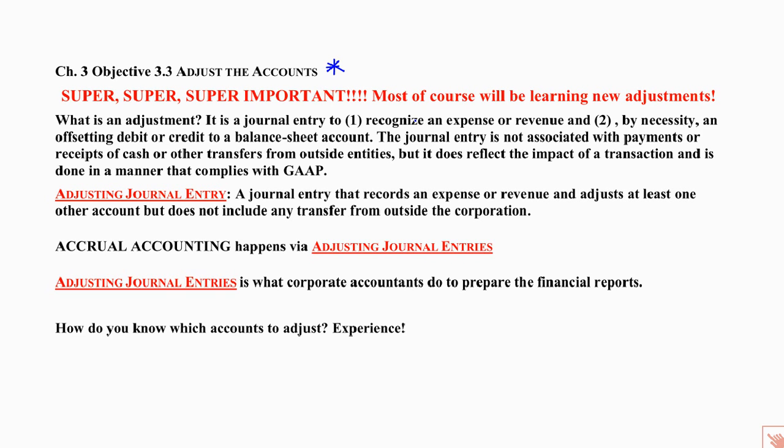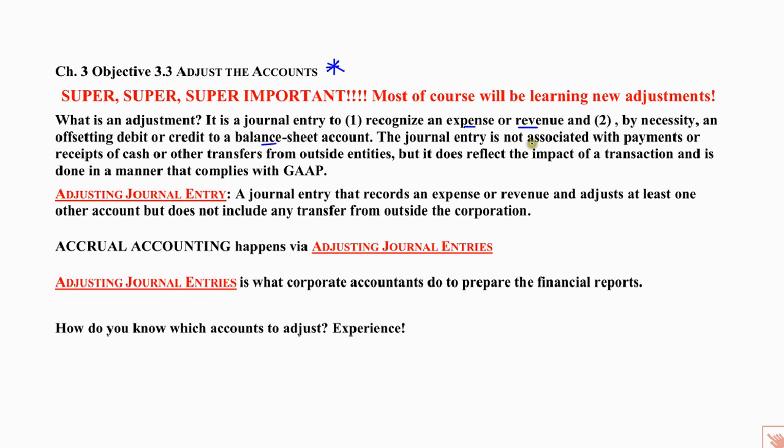So what is an adjustment? In words, it's a little bit difficult to be 100% clear about. So we're going to talk about it, and then I think when you do these adjustments, you'll start to see. So an adjustment is a journal entry, and we're going to recognize an expense or revenue, and just by virtue of debiting expense or crediting revenue, we're going to have an offsetting debit or credit to a balance sheet account.